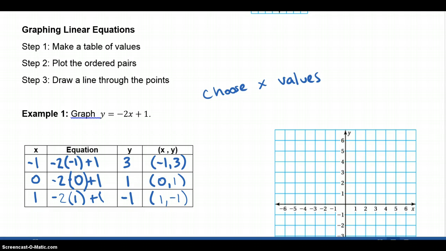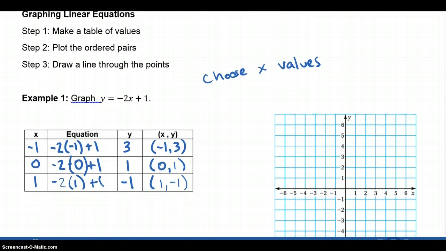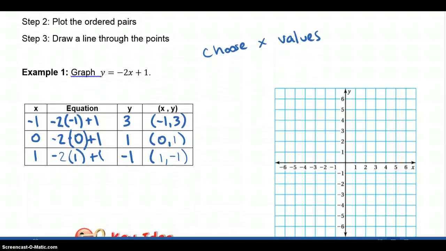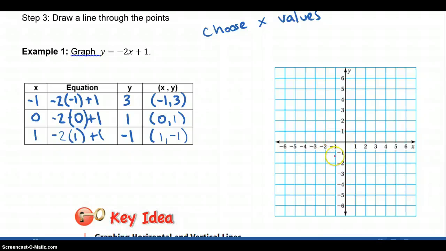To graph these points, you will always start from the origin and then go left and right. So from the origin, you go left 1 and then up 3. I always say you have to walk in or out of the elevator before you go up or down. You go to 0 and then up 1. You go to +1 and then down to -1.